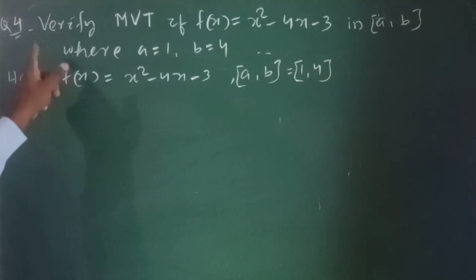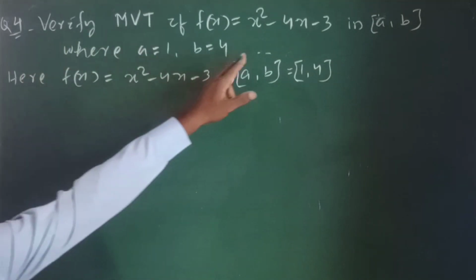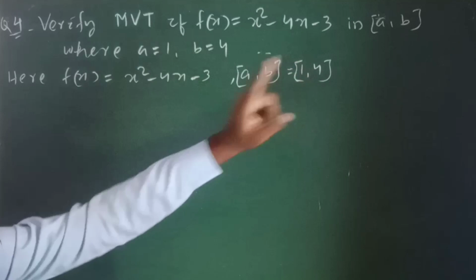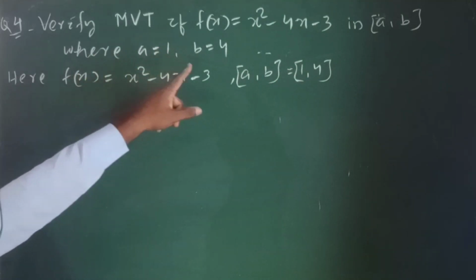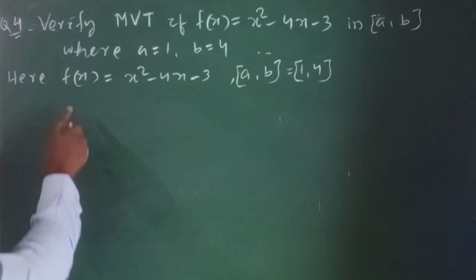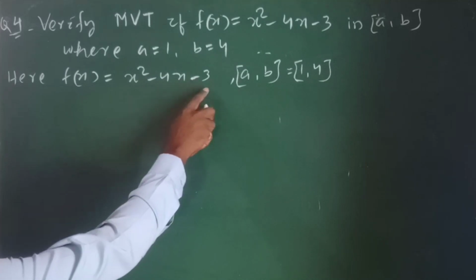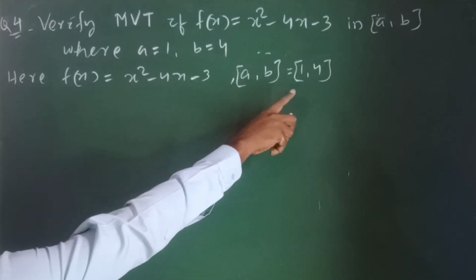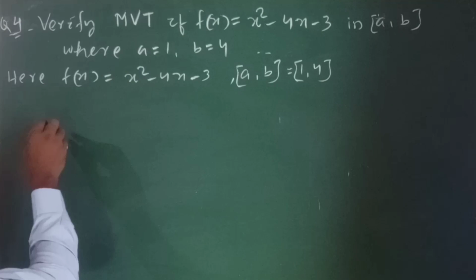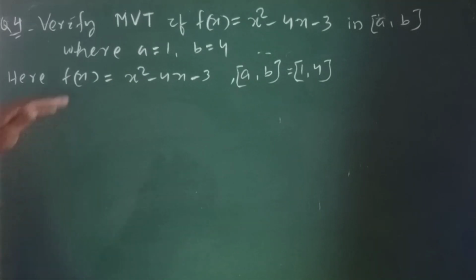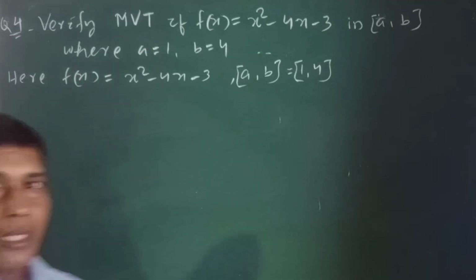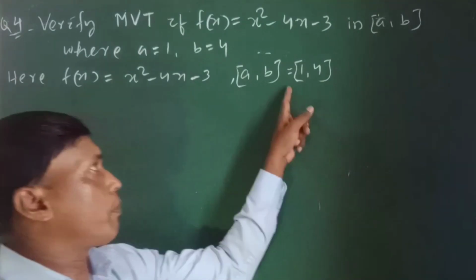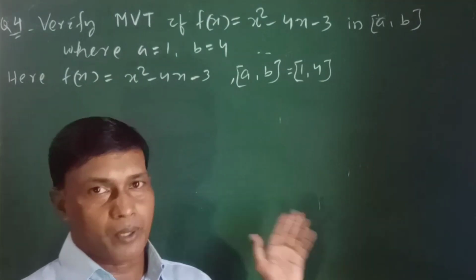Another important question: verify mean value theorem if f of x is equal to x square minus 4x minus 3 in the closed interval [a, b], where a is 1, b is 4. Now look at here, given function f of x is x square minus 4x minus 3 and the closed interval [a, b] is [1, 4]. Now here, students, in order to verify mean value theorem, first we have to show that the function is continuous on the closed interval and it should be differentiable on the open interval.